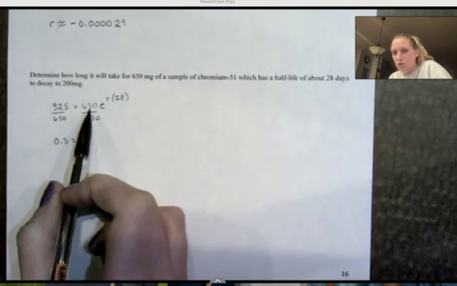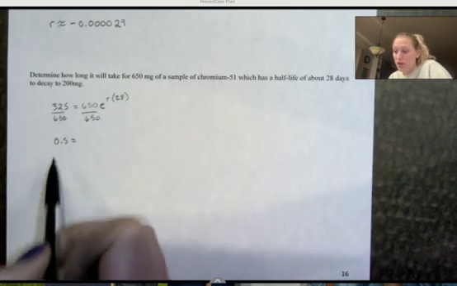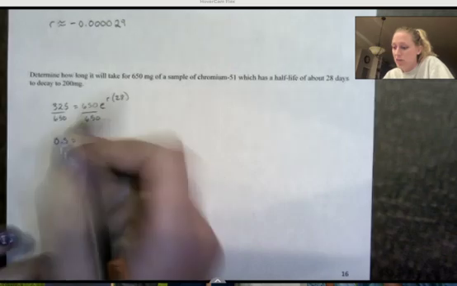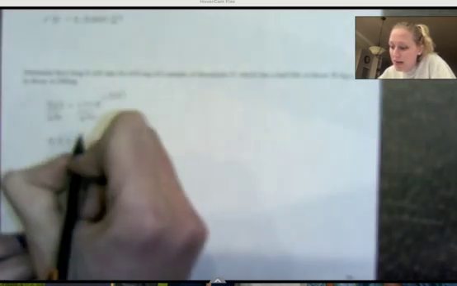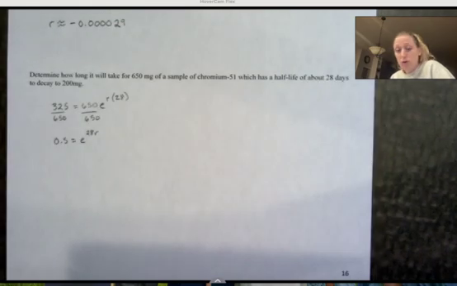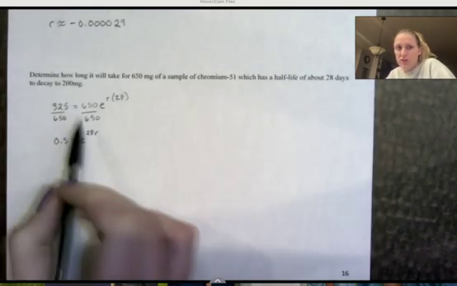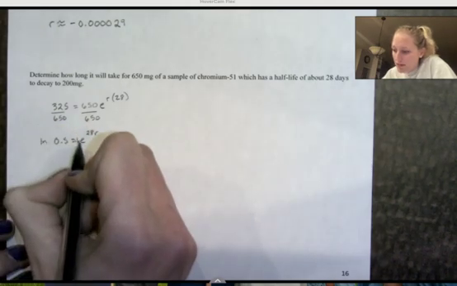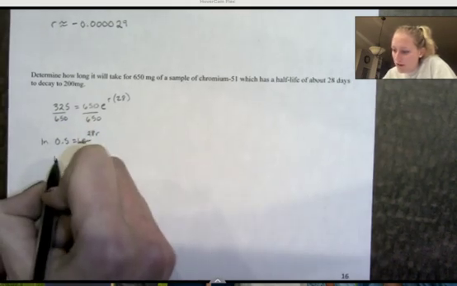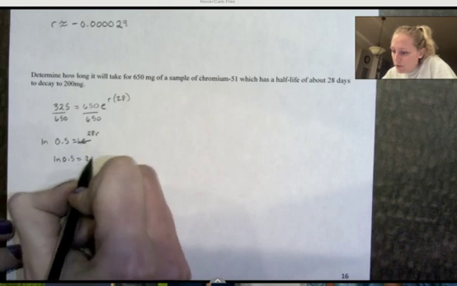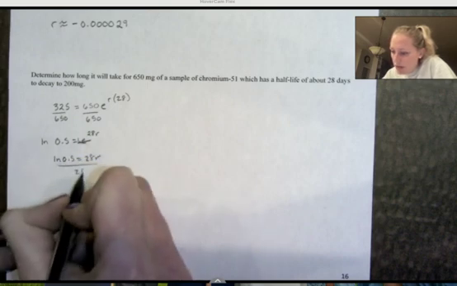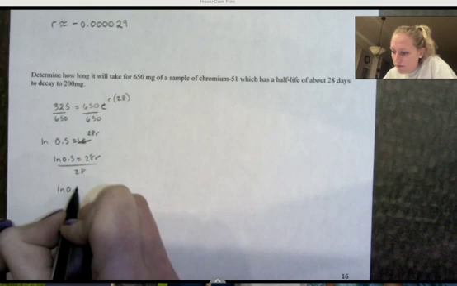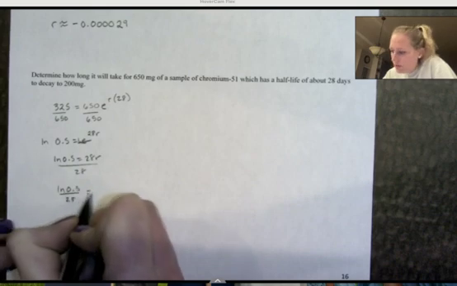So if you don't know the original amount, it's actually okay. You can just always put 0.5 over here and then E to the time, the half-life time, times R. So that's just kind of a shortcut. If you don't remember that, that's okay. You can still start with that initial setup. So now I'm going to take the natural log of both sides, get rid of E. Okay, so I get natural log of 0.5 equals 28R, divide by 28. So I have natural log 0.5 over 28 is equal to R.